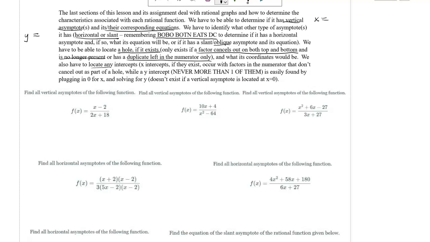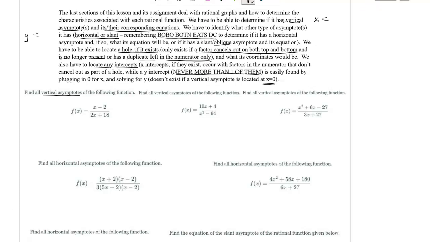We also have to be able to locate any x-intercepts. If there are x-intercepts, they exist in the numerator, the factors of the numerator that don't cancel out as part of a hole, while a y-intercept, which there's never more than one of, ever since we started learning about function types back in linear, you always just plugged in a 0 for x to get a y-intercept's location. The only time it won't have a y-intercept is if there's a vertical asymptote on the y-axis, which is this equation right here. So we're going to practice this. And the first thing they're going to ask us for is just some attributes.